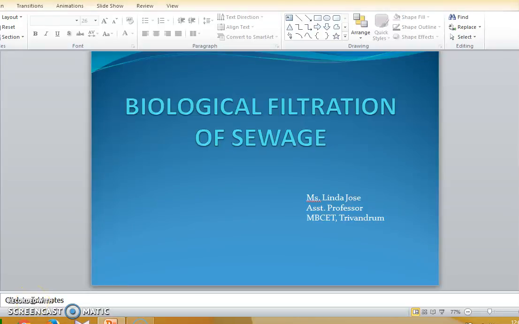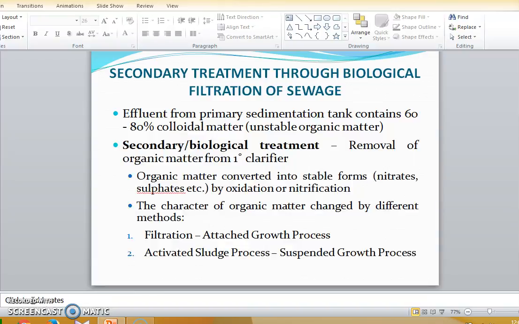So today we'll be discussing biological filtration of sewage. Coming on to the sewage treatment processes, we know that the sewage will be undergoing preliminary treatment followed by secondary and tertiary treatment. And now I would like to discuss the secondary treatment of sewage through biological filtration.